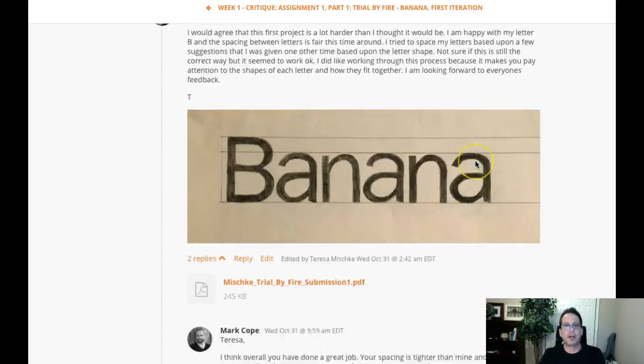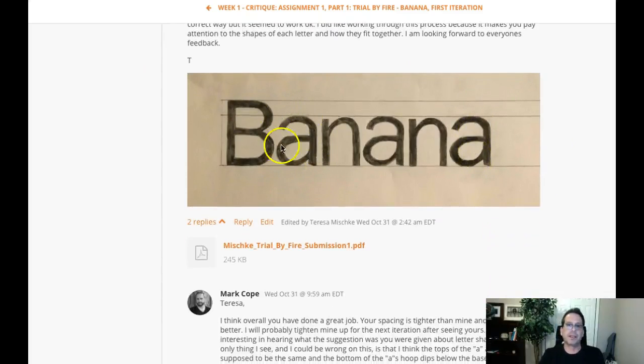Okay, so where do we go? The rules I'm going to use are this. In essence, what we have here is a sans serif typeface. We've got a couple of different combinations: A and N, N and A, and B and A. That's all we have in this word, right? So we've got three different combinations of shapes. We've got curves meeting curves, curves meeting straights, and straights meeting straights.